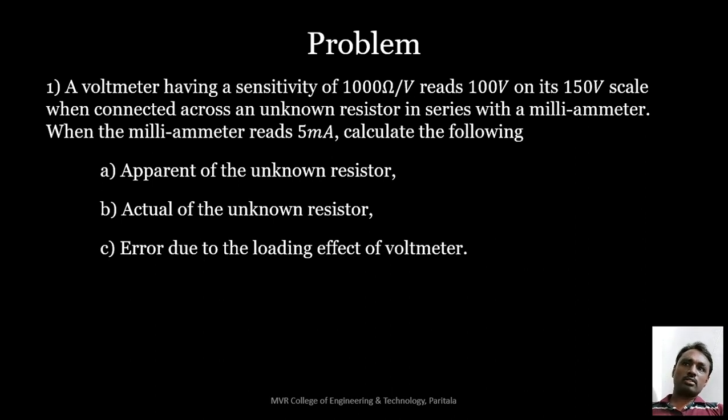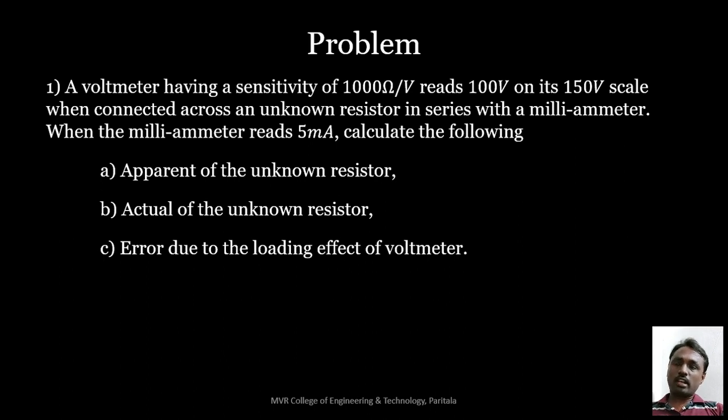So how can I solve this? What is meant by apparent resistance of the unknown resistor? The resistance that was calculated by the instrument can be called the apparent resistance. The actual resistance of that existing resistor can be called the actual resistance, or it can also be called the true resistance. The error between the actual and apparent can be called the error.